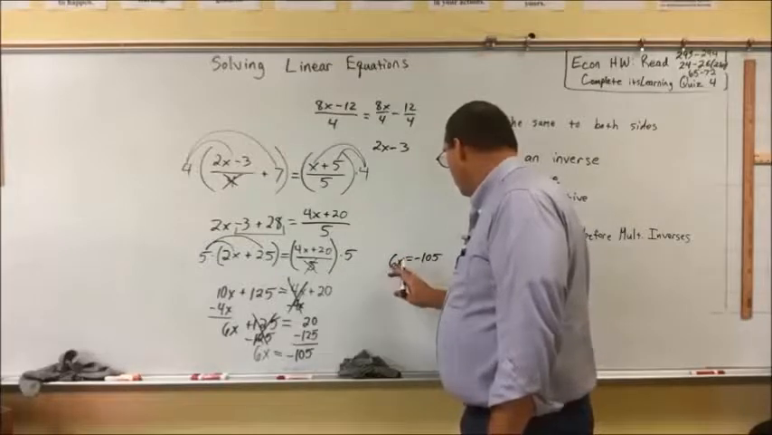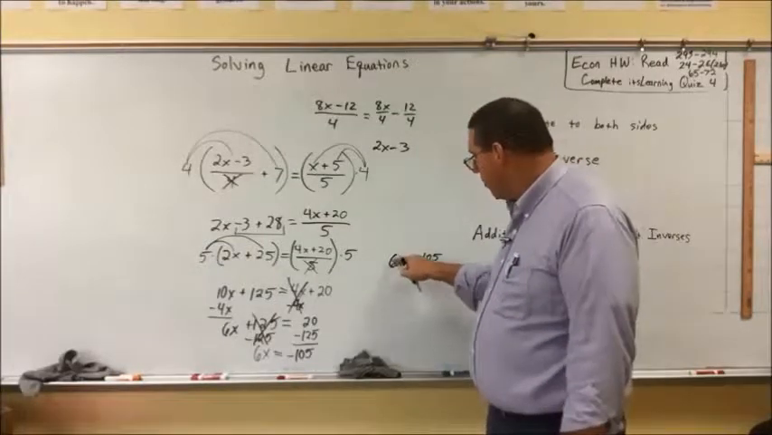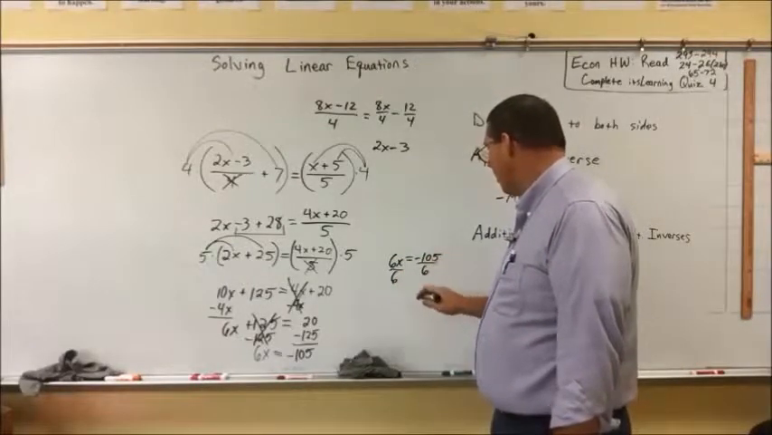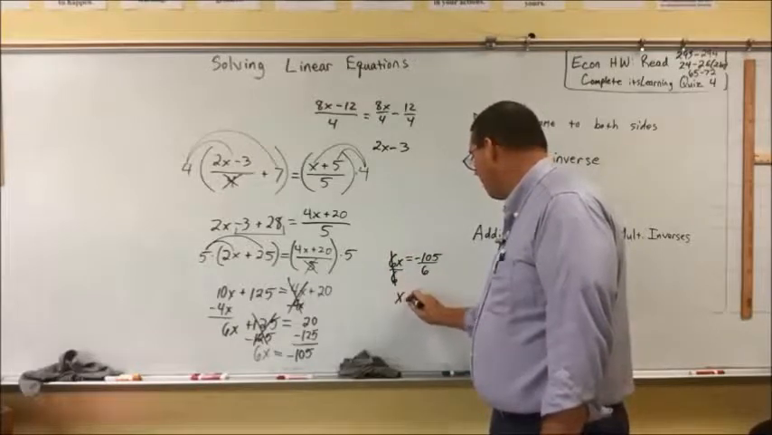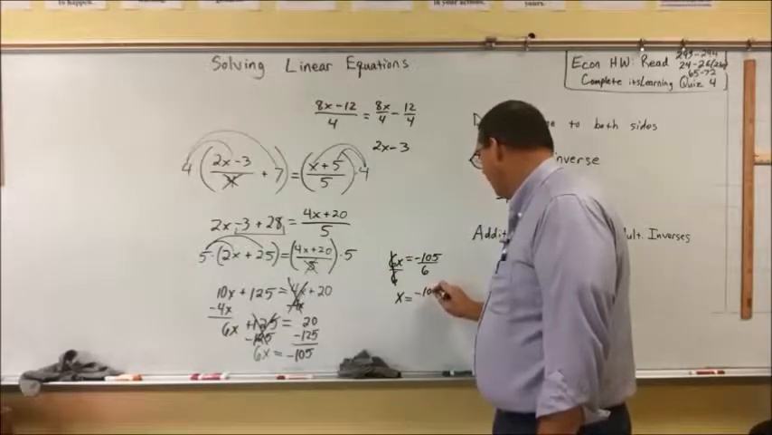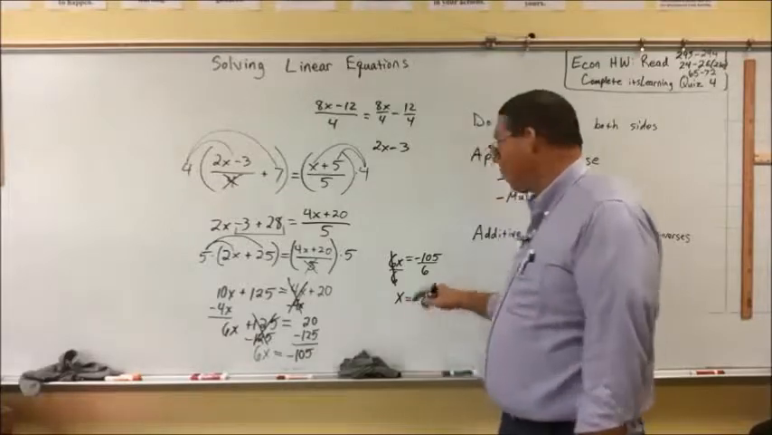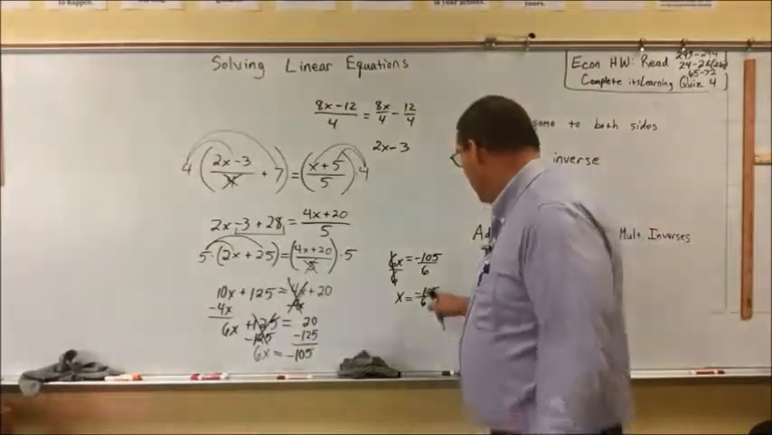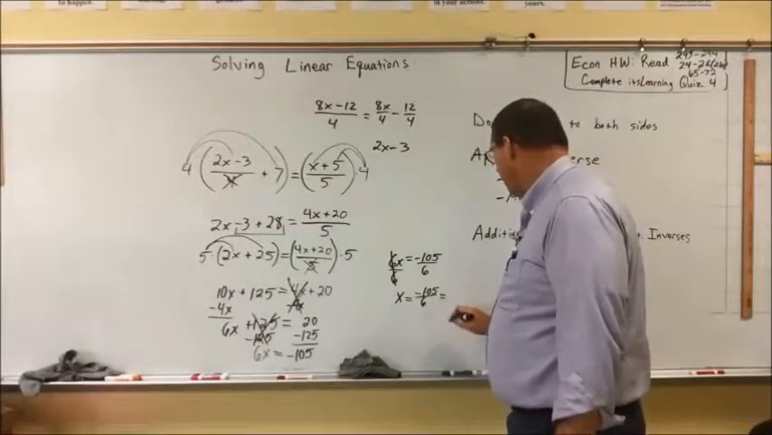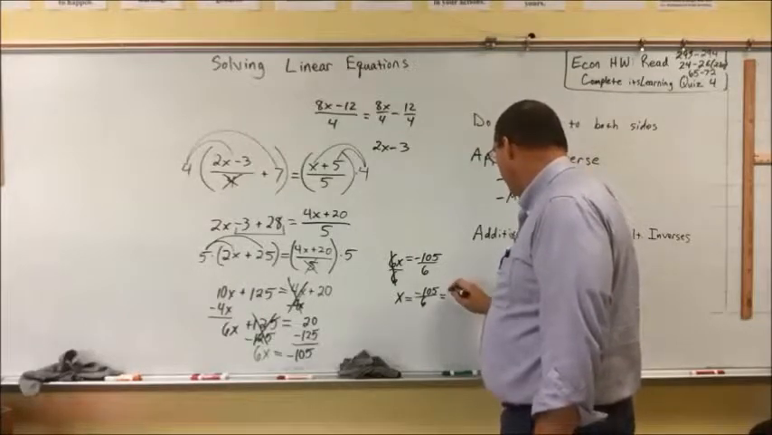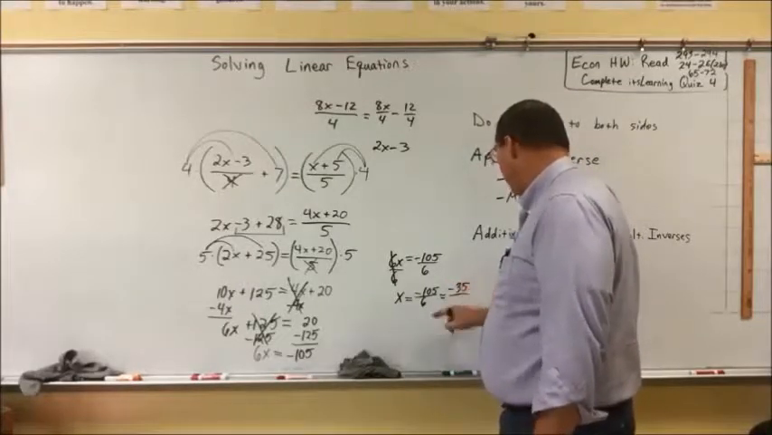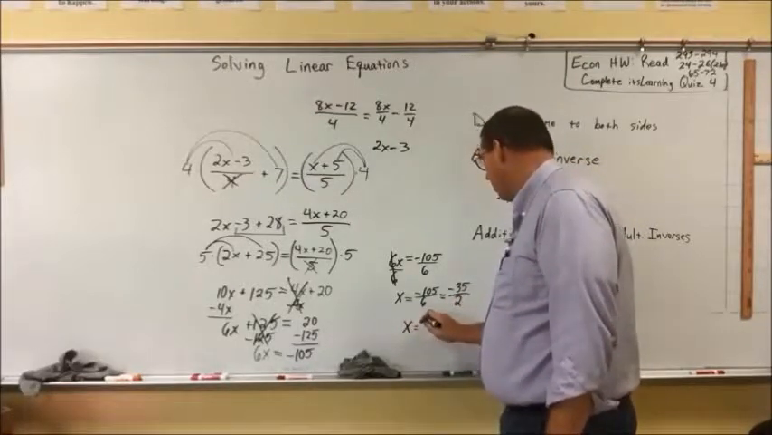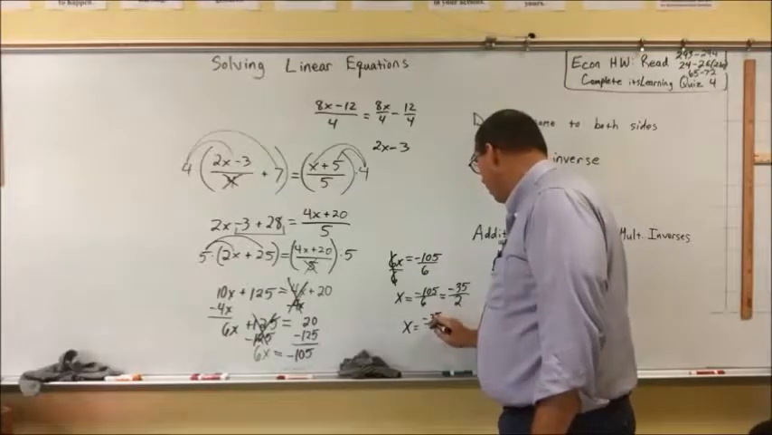Now, multiplicative inverse. We want to get rid of this, which is 6 times x, so we're going to divide by 6 on the left, divide by 6 on the right, cancel the 6 on the left, and we have x is equal to negative 105 over 6. Now, the numerator and the denominator can both be divided by 3, so we're going to go ahead and do that. 105 divided by 3 is 35. So we got negative 35 over 6 divided by 3 is 2. So the answer is negative 35 over 2. X equals negative 35 over 2.